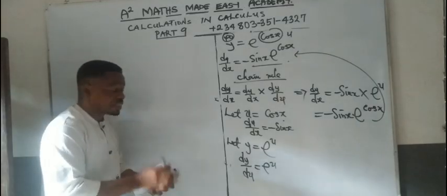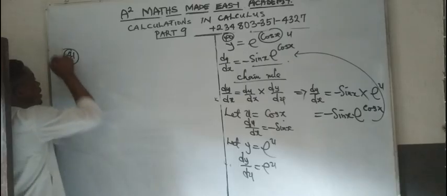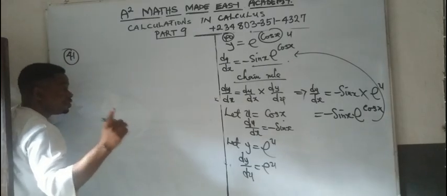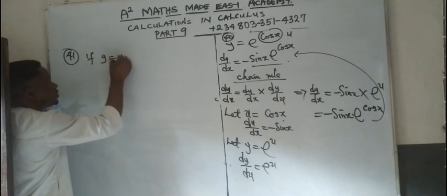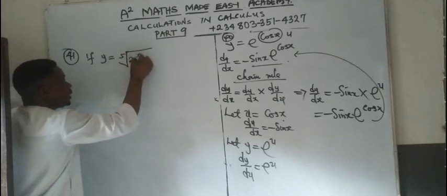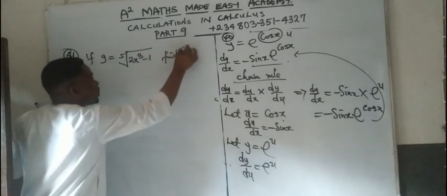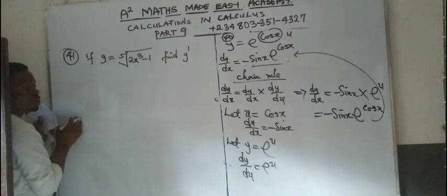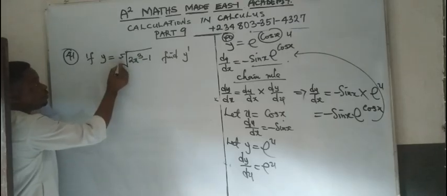Now, somebody says I should handle what we call differentiation by chain rule. Okay, let's observe this. If y is the fifth root of 2x to power 3 minus 1, and the question says find y prime. Do you know that this is chain rule? Are you with me now? This is what? Chain rule. How? We call it fifth root. Am I communicating now?